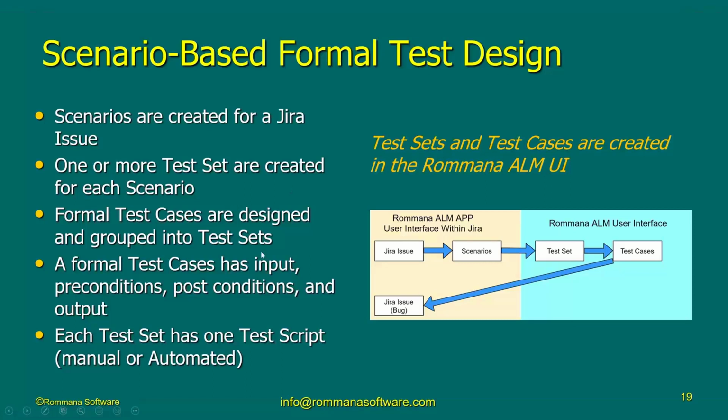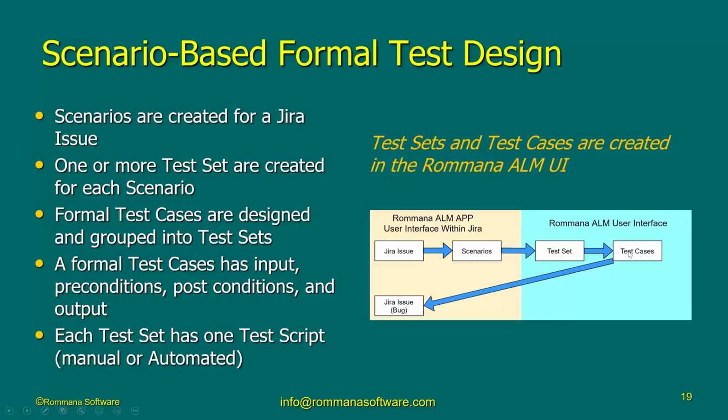Now, let's talk about formal testing. Now you can see there are two colors in this diagram here. The reason is this: on the right-hand side of the diagram, this is really the Rommana ALM user interface. So in the yellow area here, you are within the app. So you look at the Jira issue. You can create scenarios as we saw in the previous screens. But if you want to click on a scenario to create a formal test set and the formal test cases, you would have to move to the Rommana ALM user interface.